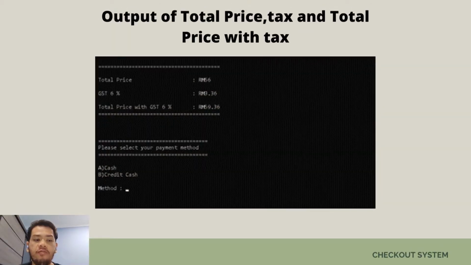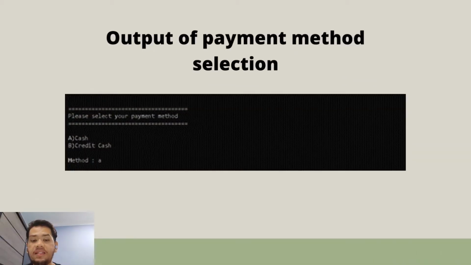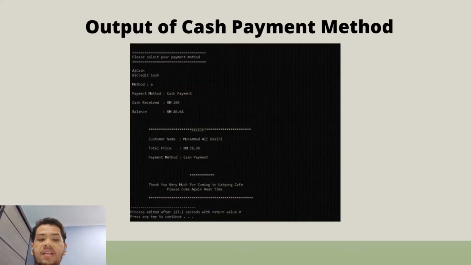This is the output of total price, tax and total price with tax, where the program will display the total price of the order, the total tax of the order, and the total price including the 6% tax of the total price. Next is the output of payment method selection, where the program will ask the customer whether they want to pay with cash or credit card. Finally, this is the output of the cash payment method.